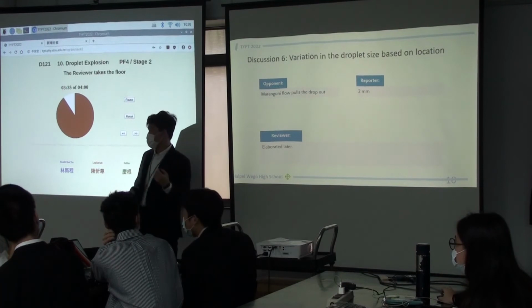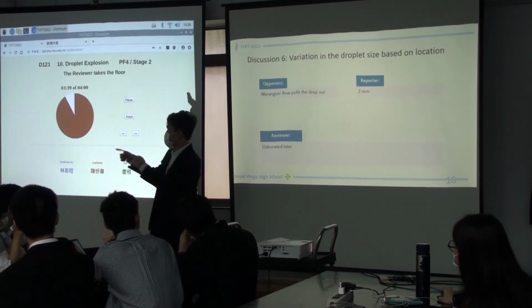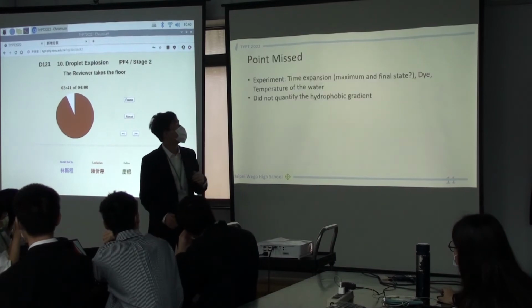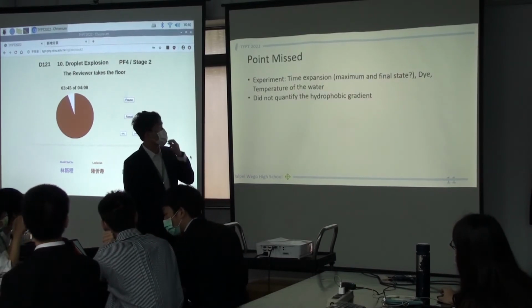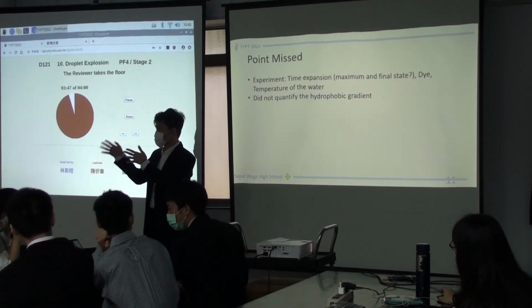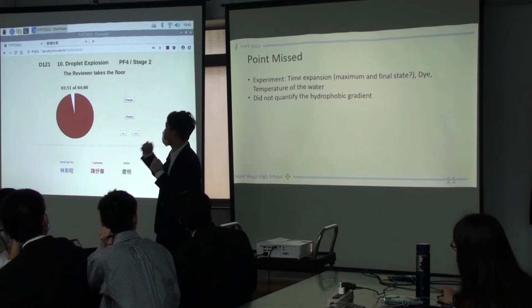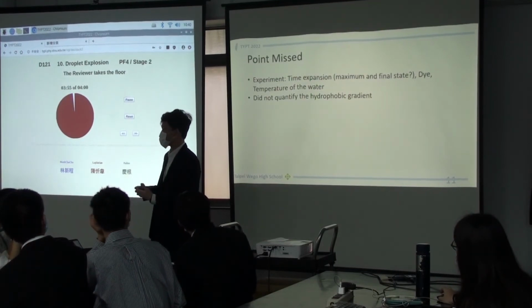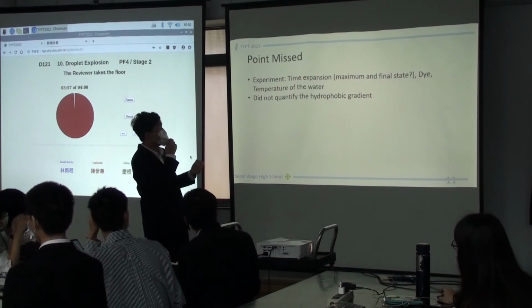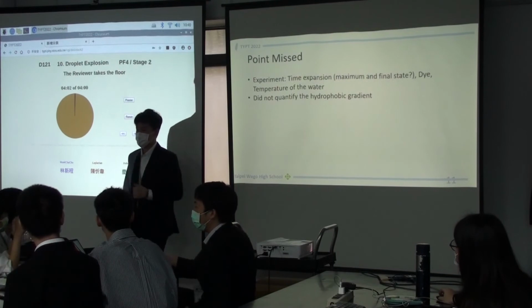The reporter gave the answer that the droplet is 2 millimeters, and we think it should be elaborated more. So here are some points we would like to point out. The time of expansion was not mentioned by the reporters, and the opponent did not ask about this. They mentioned that alcohol is constantly evaporating, but they didn't say how they make sure it is constant all the time they conduct the experiments. And they did not quantify the hydrophobic gradient. We think they can improve the gradient. Thank you.